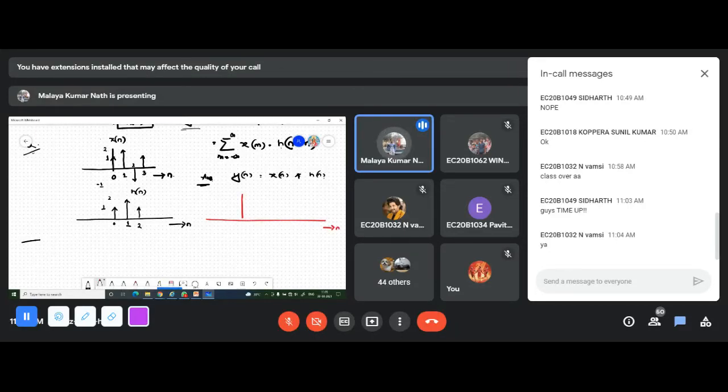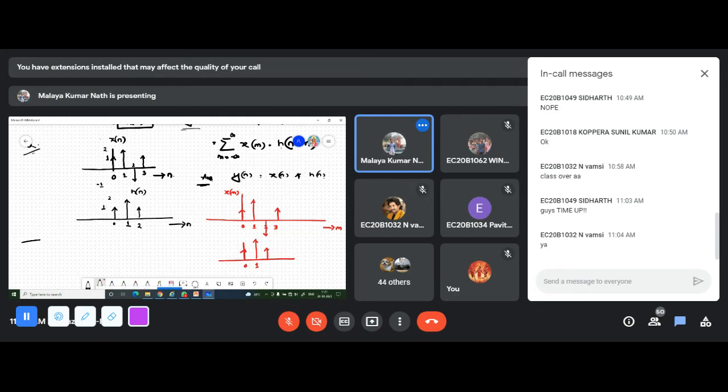I will make it a variable of m. So at m equal to 0, 1, 2, and 3: at 0 it has a magnitude of 1, at 1 a magnitude of 2, at 2 a magnitude of minus 1, at 3 a magnitude of 1. So this is your x of m. Now represent this h of n as h of m. We get the same thing: at 0 it is equal to 1, at 1 it is equal to 2, and at 2 it is equal to 1.